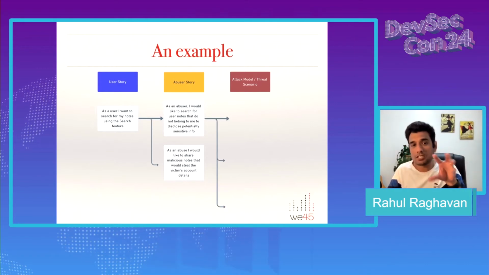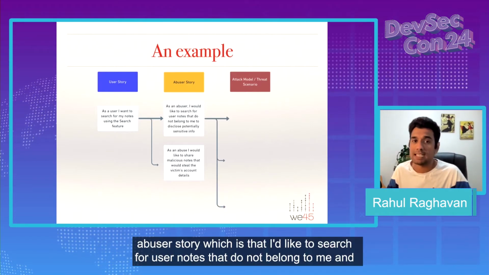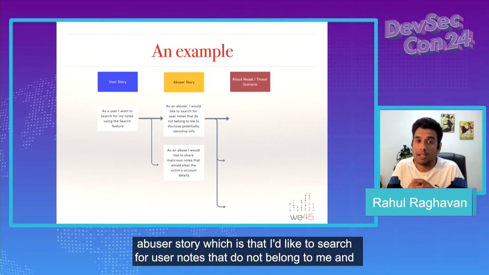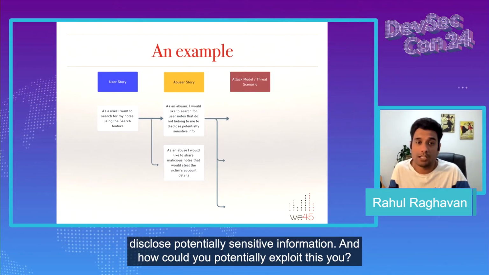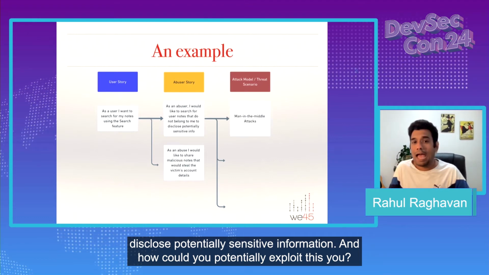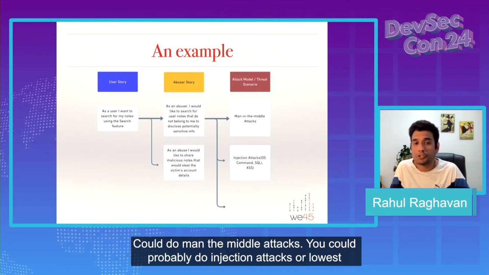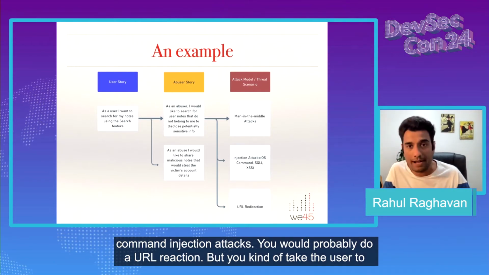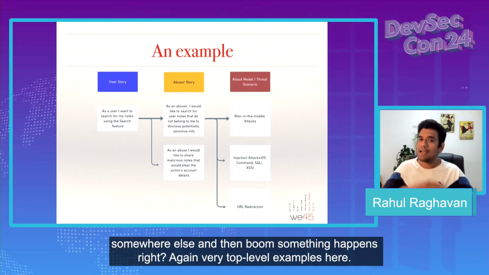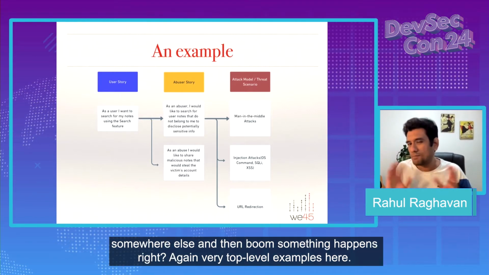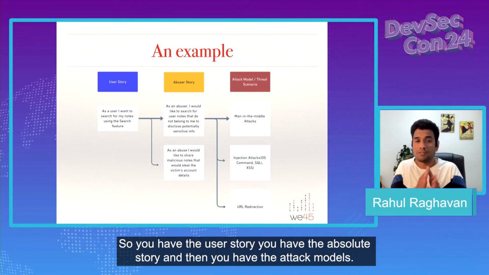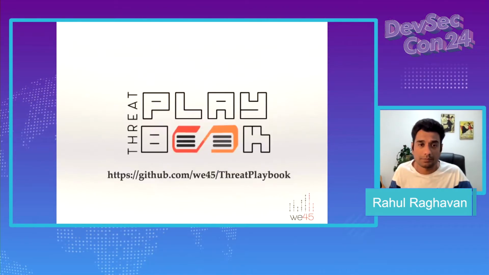So we're just going to take the first abuser story, which essentially says that I'd like to search for user notes that do not belong to me and disclose potentially sensitive information. And how could you potentially exploit this? You could do man-in-the-middle attacks. You could probably do injection attacks or OS command injection attacks. You could do a URL redirection where you take the user somewhere else, and then boom, something happens, right? Again, very top level examples here. So you have the user story, you have the abuser story, and then you have the attack models.